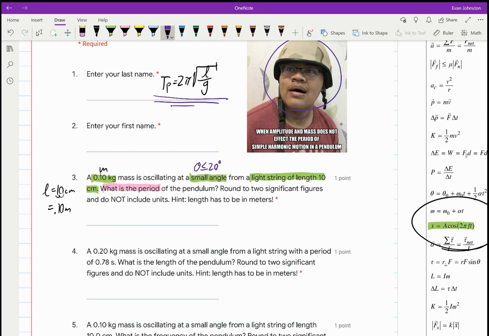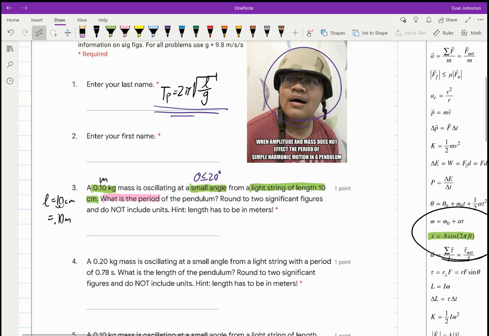And we have some light string of length 10 centimeters. Now that's the length, but we actually cannot have that in centimeters, we need it in meters. And maybe you're going, why can't we have it in centimeters? Well, if we think about it, this g right here, g is 9.8 meters per second squared, or in other words, 9.8 meters per second per second. The units have to agree.